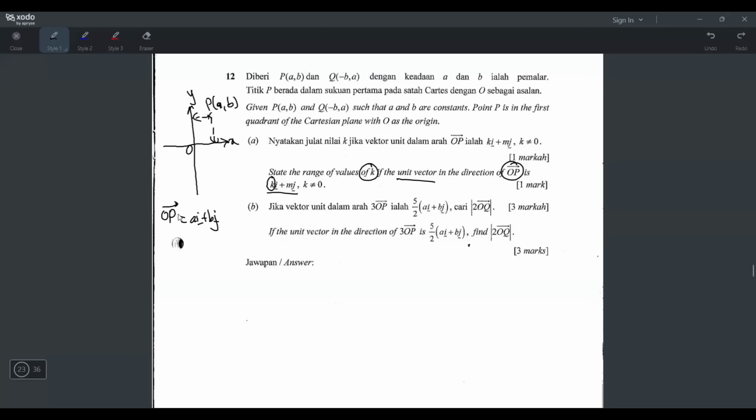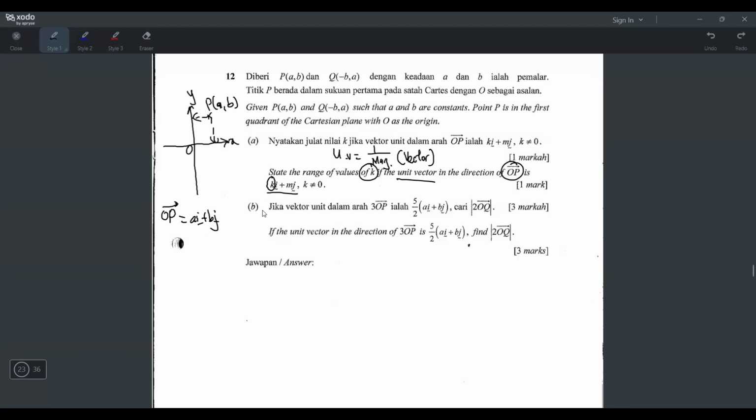So this is vector OP, ai plus bj, but we don't know the values of a and b. But I want you to know that this ki plus mj is the unit vector. It's not the vector, it's the unit vector. And what is a unit vector? A unit vector is of size one unit. It means you're taking one unit of size. That's why you have to take this vector and divide it by the magnitude. That's why the unit vector formula is always 1 over the magnitude times the vector in terms of i and j. So I still cannot compare this with this. I cannot compare.